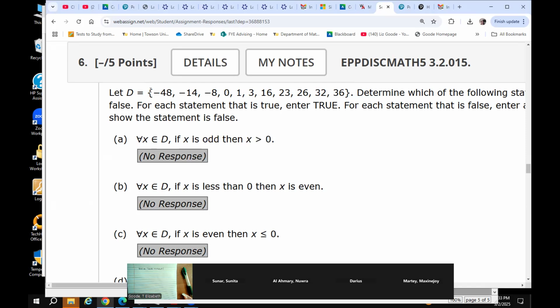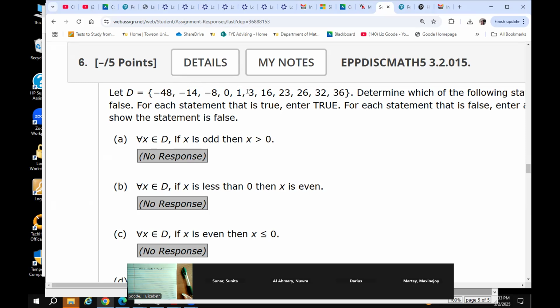So we're going to look in D for the odd numbers, because the condition is that X is odd, right? So we look for when the condition is true. We always look for true hypothesis. This is even, it's divisible by 2. This one's even, this one's even, this one's even. Okay, here's our first odd number, 1. Is 1 greater than 0? That's the conclusion that has to be satisfied. 1 is odd. Now we're checking. Is 1 greater than 0? Sure. So far, so good.